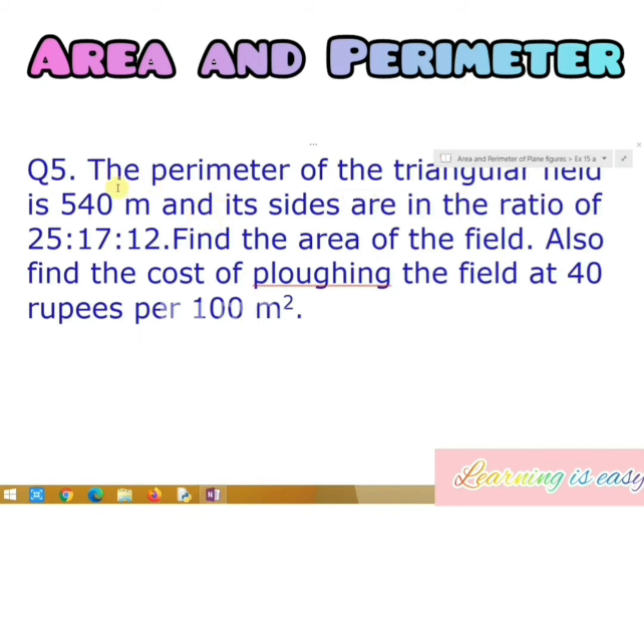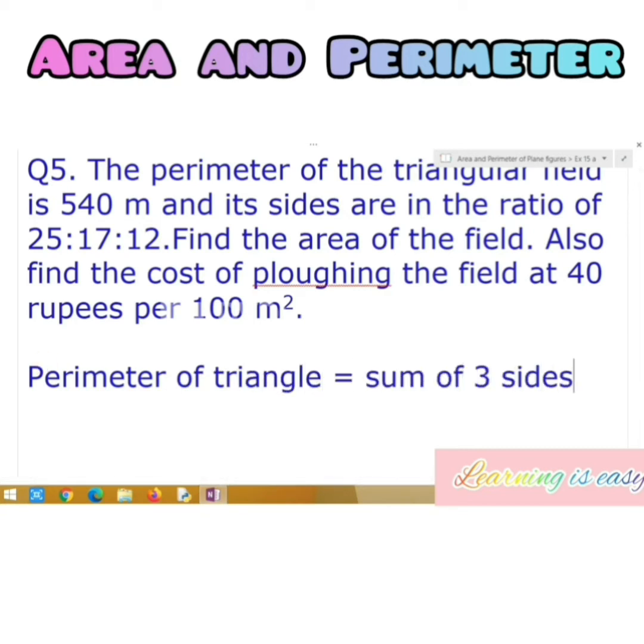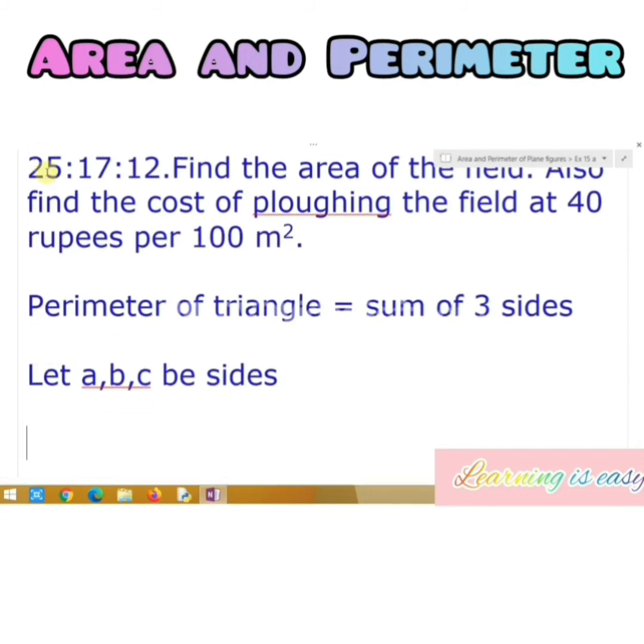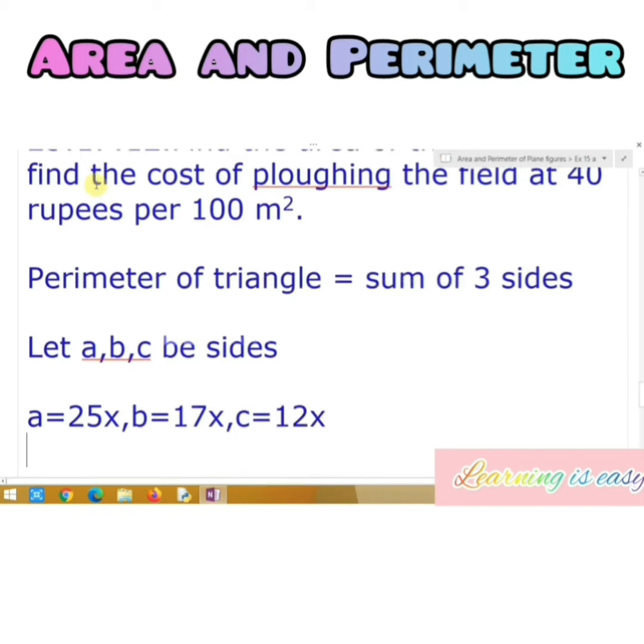Question 5, the perimeter of the triangular field is given. So the outer part of the field is called perimeter, which is already given, and the ratio is given for the sides. So, and we need to find the area. That's the first part of the question. So perimeter of the triangle is equal to all the three sides, sum of three sides. So let's assume the three sides as A, B and C. So A is going to be 25x, B is going to be 17x, and C is going to be 12x because it's given in the ratio, all three sides, how they are related.